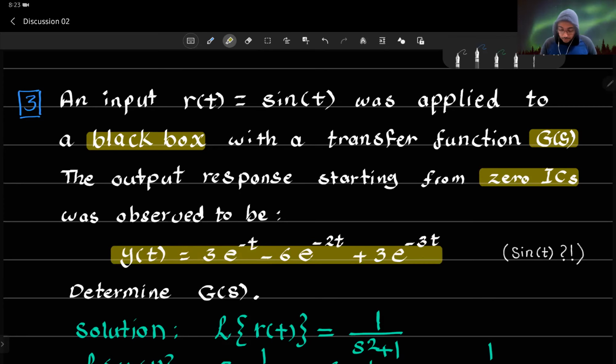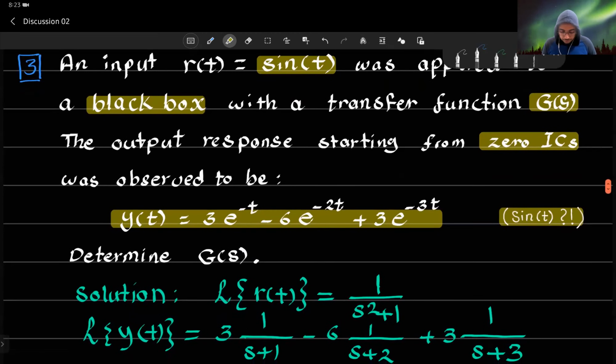Okay. And notice something, which is that even though we applied a sinusoidal input, which is an oscillation, to this black box, our response does not contain any oscillations. Okay, this will turn out to be important later on. I would like to determine the transfer function of this system.